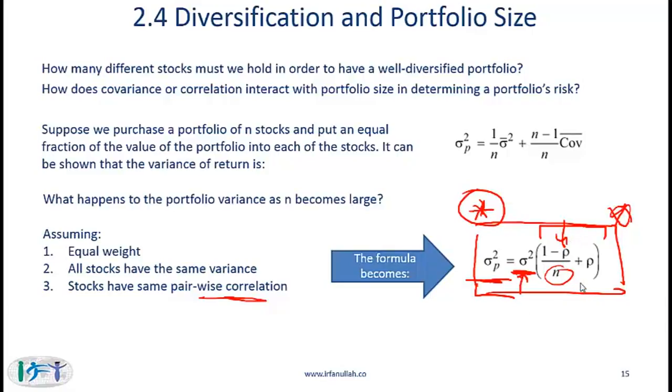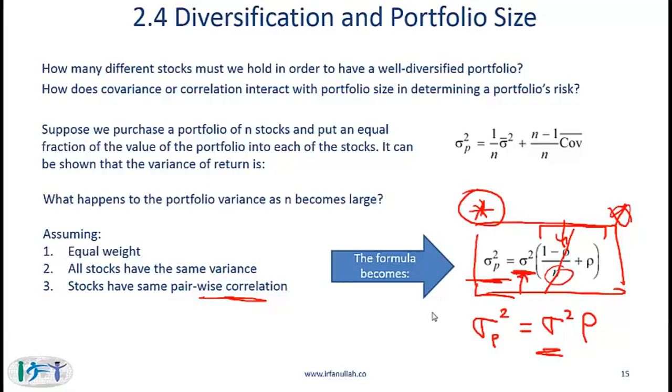Now what happens to this expression if n becomes large? If n becomes large, then this becomes close to 0. And what are we left with? We are left with the variance of the portfolio is equal to the variance of your stocks in the portfolio times the correlation. And this should also make intuitive sense. If the correlation is low, then the variance of the portfolio will be much lower than the variance of each stock in the portfolio. Now I will pause over here.